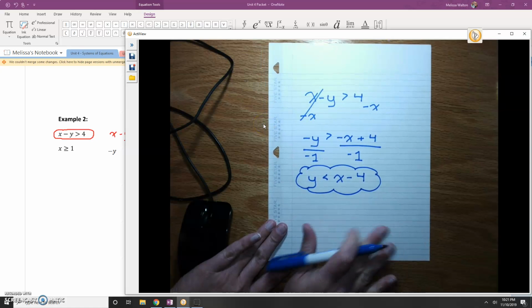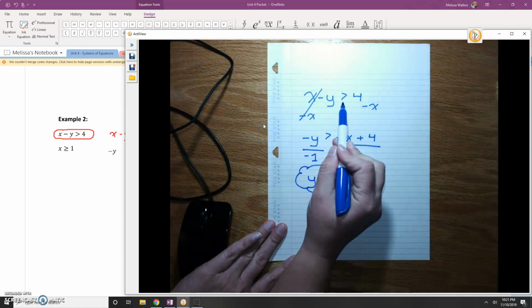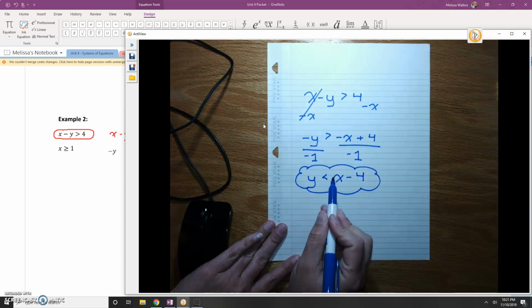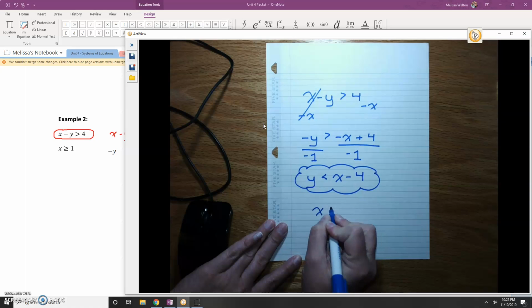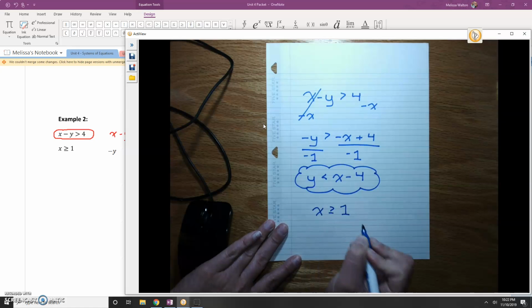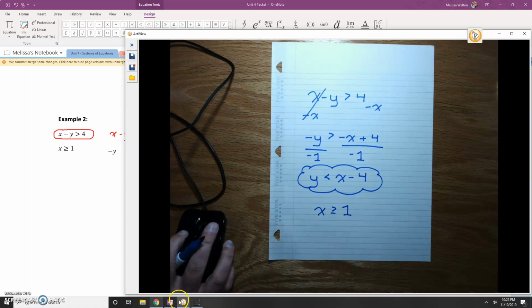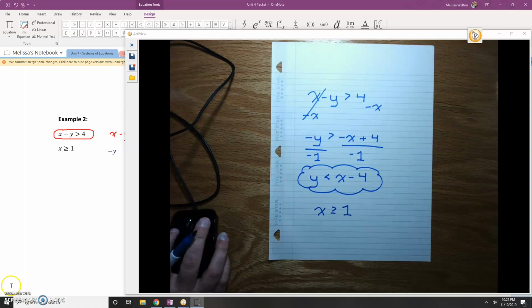So here's our system now. x minus y is greater than 4 turns into y is less than x minus 4. And the second we need to graph is x is greater than or equal to 1. So Mr. Parsons, go ahead and pause the video, and they need to go ahead and try example number 2.